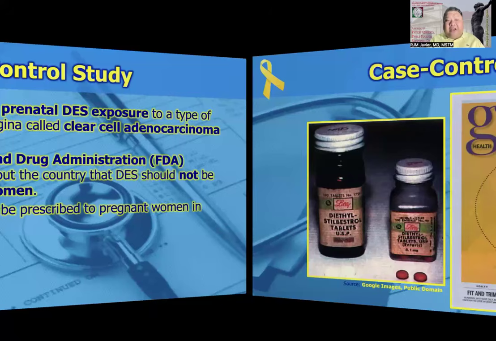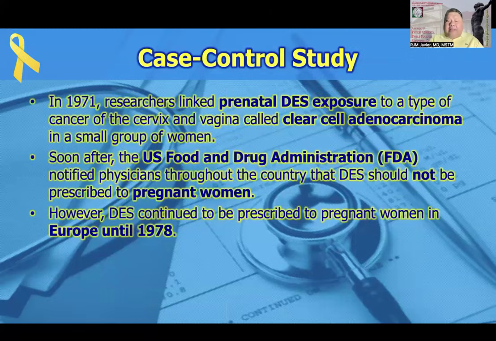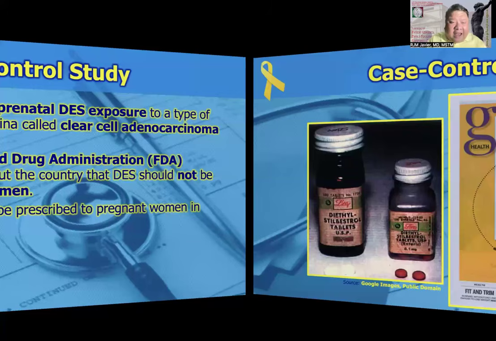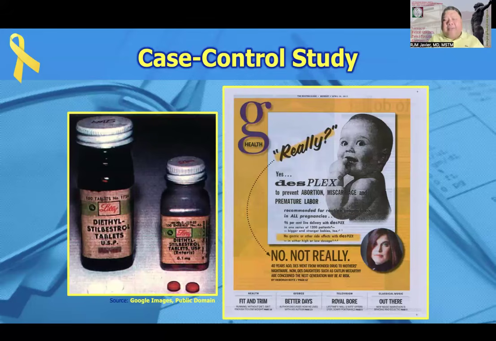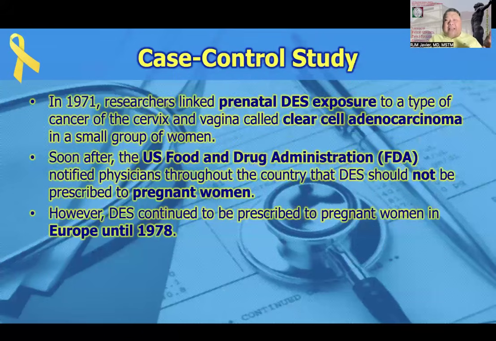However, over the years, in the 1970s, they were able to link women who used diethylstilbestrol, or your DES, to cancer. Women who were using DES developed cervical and vaginal cancer, a rare type, which we call your clear cell adenocarcinoma.